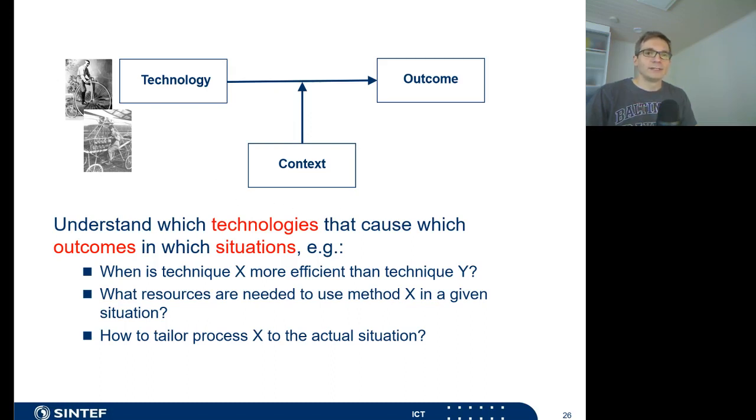In software engineering, we wish to understand which technologies cause which outcomes in which situations. For example, when is technique X more efficient than technique Y? What resources are needed to use method X in a given situation? How to tailor process X to the actual situation? In software engineering context, these technologies can be processes, tools, practices, or anything that you consider to be improving software engineering productivity.